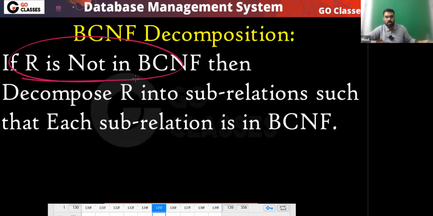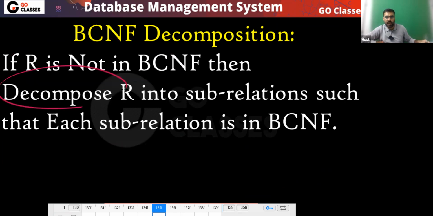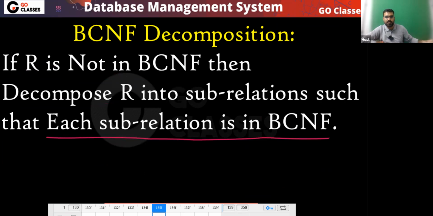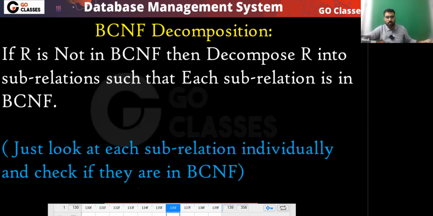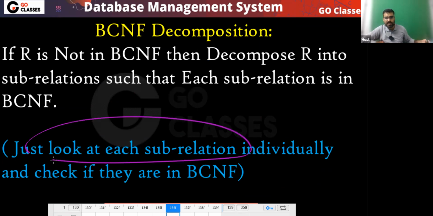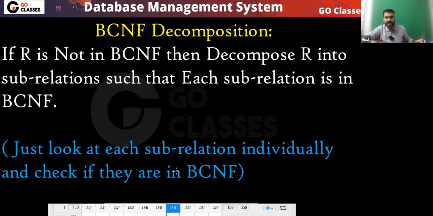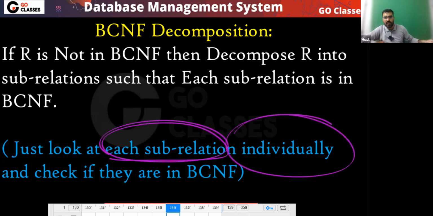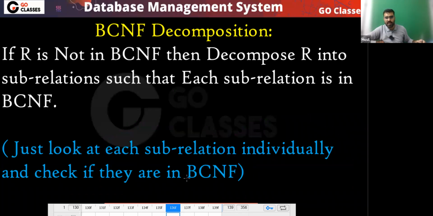So note: if R is not in BCNF, then you can decompose R into sub-relations such that each sub-relation is in BCNF. All you have to do is look at each sub-relation individually and check whether it is in BCNF.